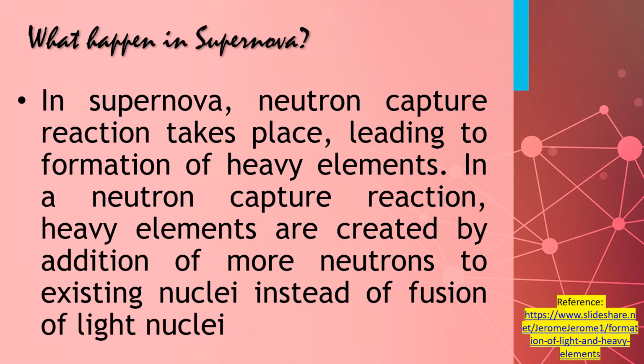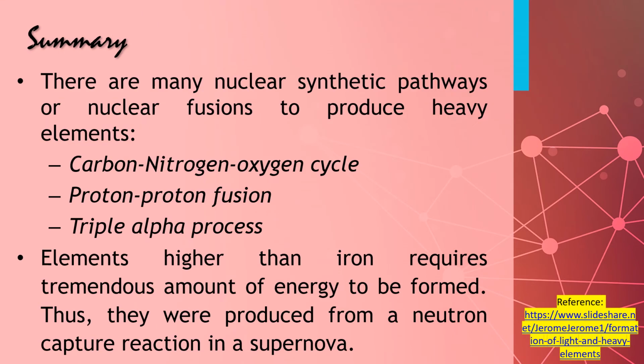Okay, that's it. Again, there are many nuclear synthetic pathways or nuclear fusions to produce heavy elements. We have the carbon-nitrogen-oxygen cycle, the proton-proton fusion, and the triple alpha process, which will be discussed in our next video. And then elements higher than iron require a tremendous amount of energy to be formed, as they were produced from a neutron capture reaction in a supernova.